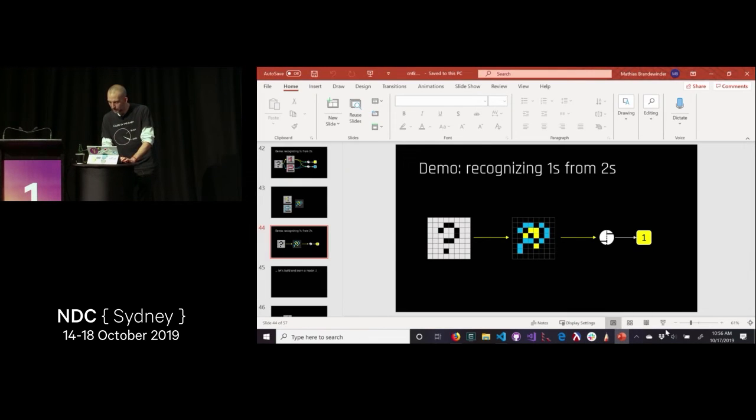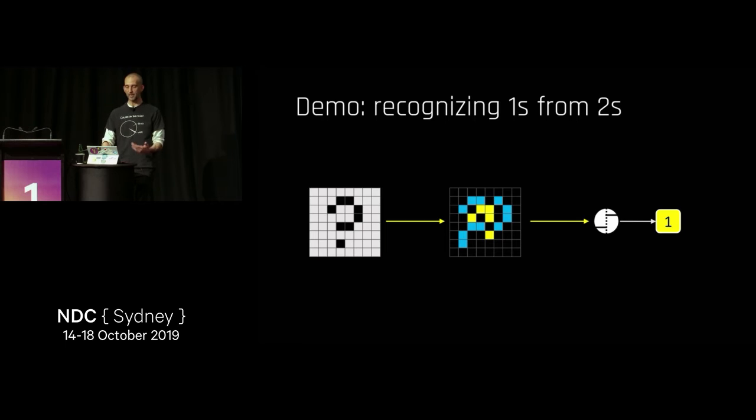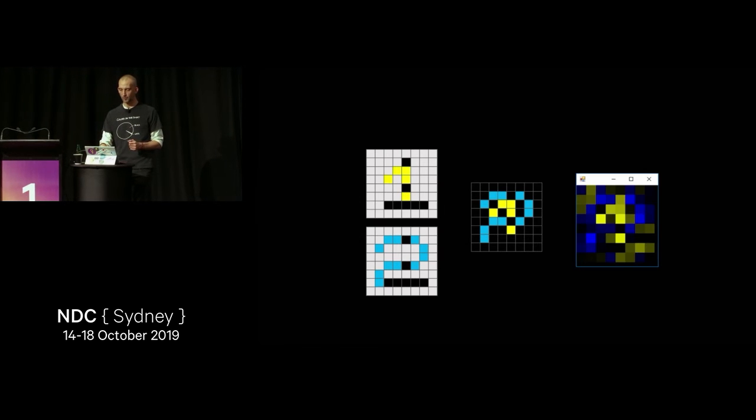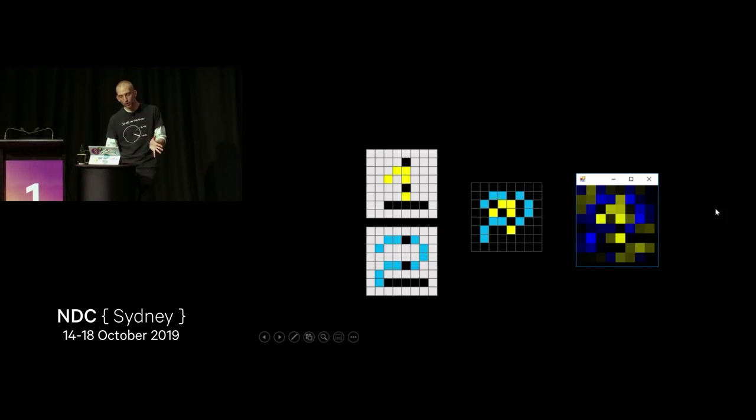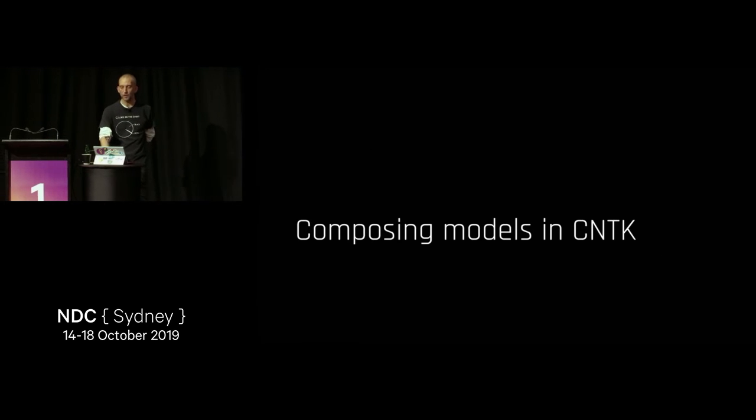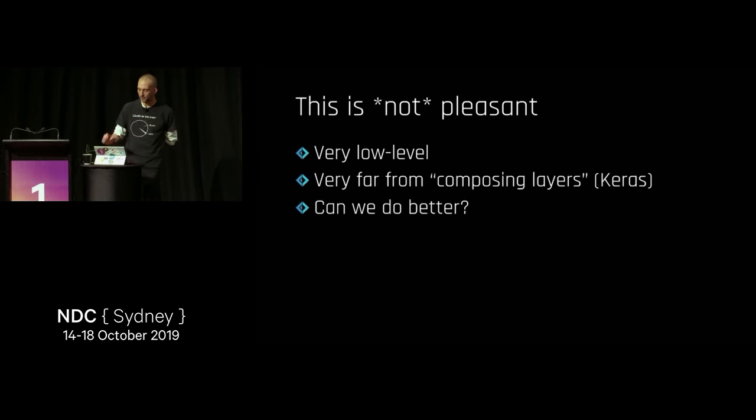Now, let me go back to the slides for a second. The point was that I expected something which looks like this, and what I got is something which looks like this. Not quite the same, but close enough. Good, so let's go back to CNTK for a minute.